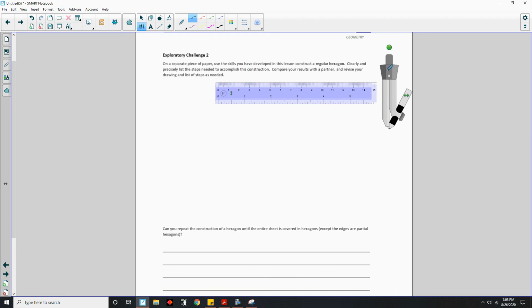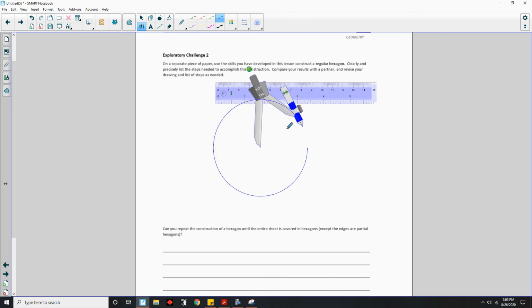Okay, so here we go. I'm going to start with my compass, and I'm going to make a circle. I'll make the ink blue. Stretch it out. I don't want to make it really large. I want it to stay in this space. Maybe a little bigger. Okay. And then I just go around like so. And there's my circle. So I'm going to start with a circle.